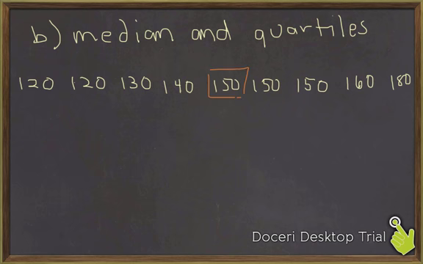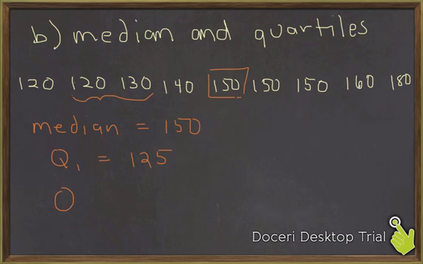so that is the median for our data set. To find the quartiles, what you want to do is find the first quartile by looking at the first half of the data set and finding the number that's in the middle. So we're going to take a look at these two numbers right here, and halfway between 120 and 130 would be 125, so we would say that our median is 150, and quartile 1 is 125.